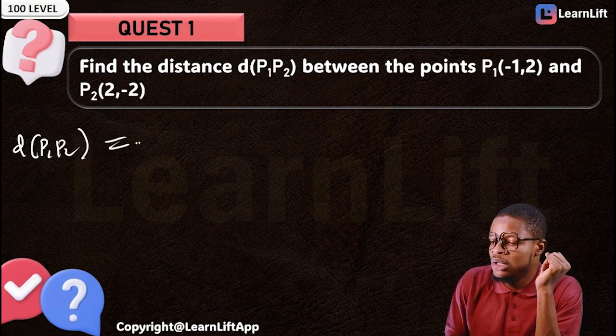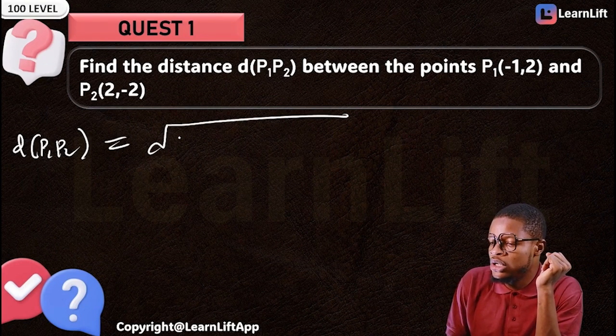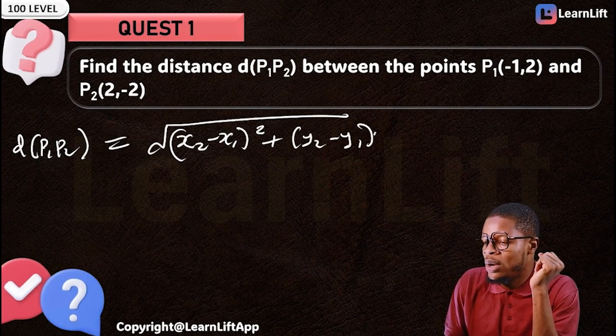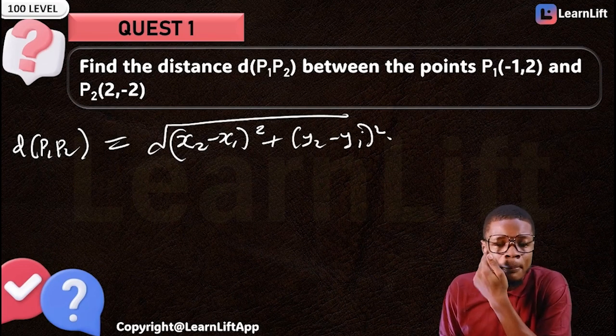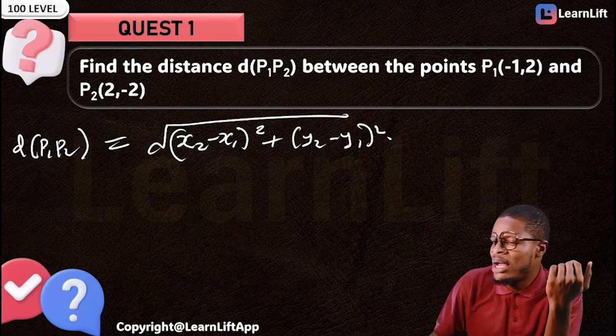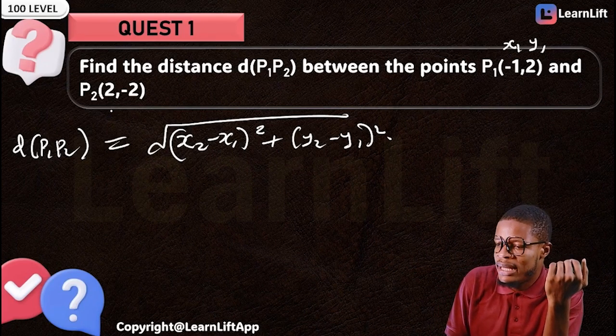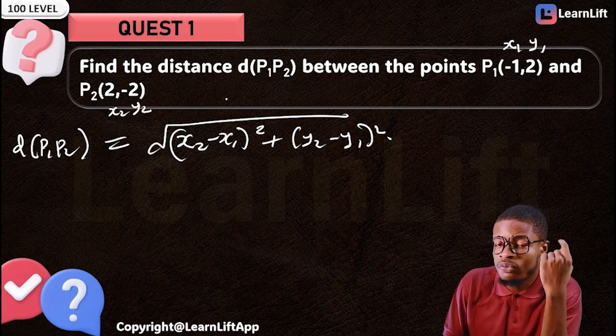What is it going to give you? It's going to give you the square root of what? Your x2 minus your x1 all square plus your y2 minus your y1 all square. That's what we're going to have. But now, sir, what is your x1? What is your y1? This guy is my x1. Here is my y1. Here is my x2. Here is my y2. Follow me.